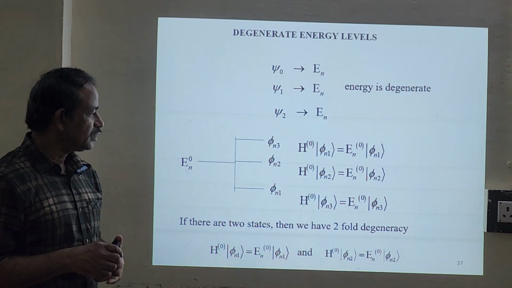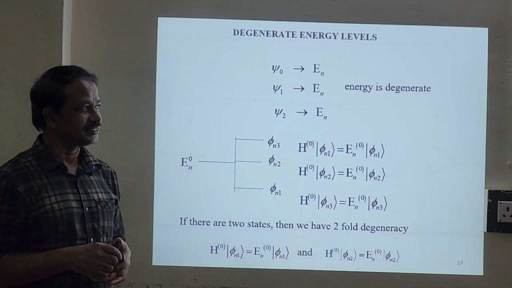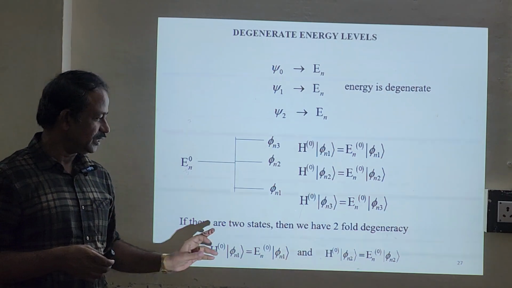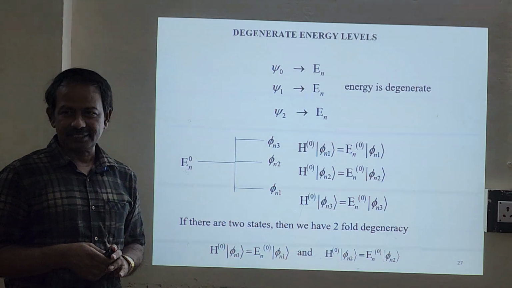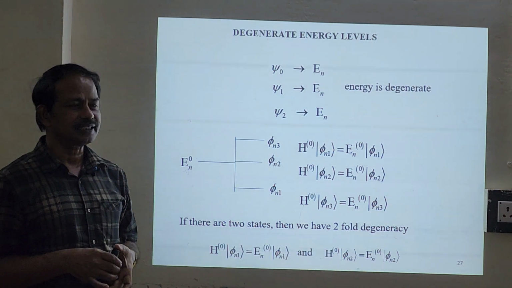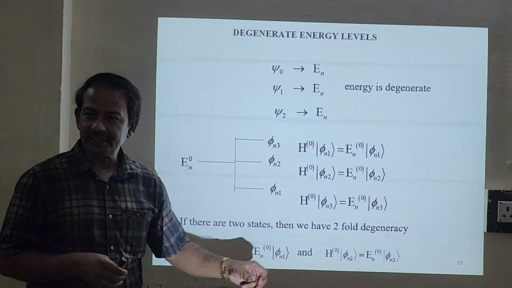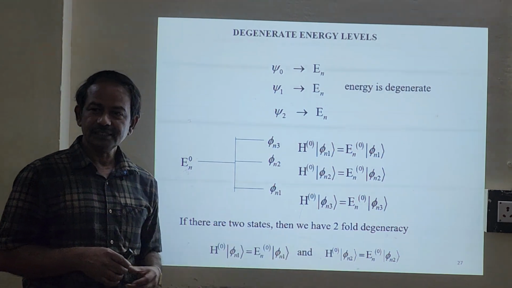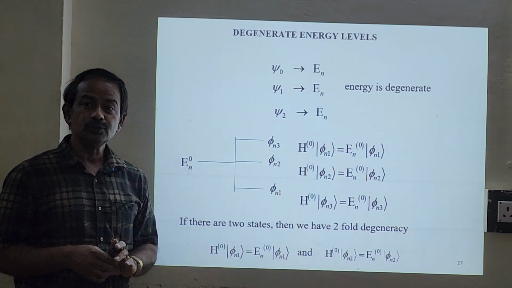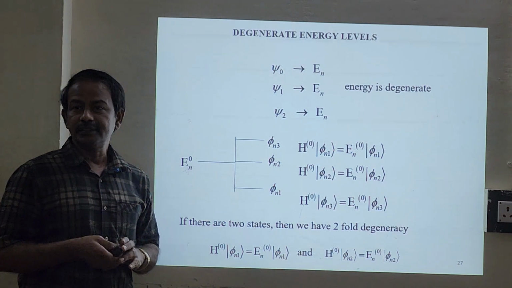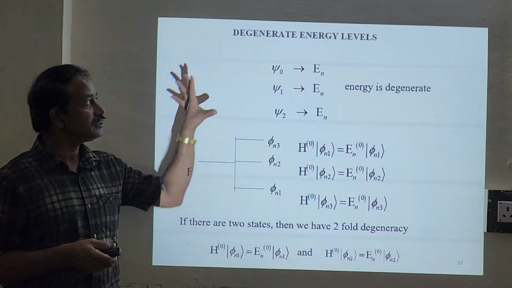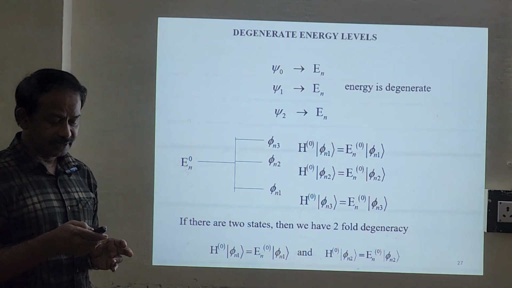So they are called degenerate levels. Suppose you have two states, that means two bases. Then we call this two-fold degeneracy. For example, take two eigenstates, phi n1 and phi n2. Then we have the same energy, and this exists only for the two wave functions. That is two-fold degeneracy. Similarly, we can go for three-fold, five-fold, n-fold degeneracy. So this is the idea about degenerate energy levels.